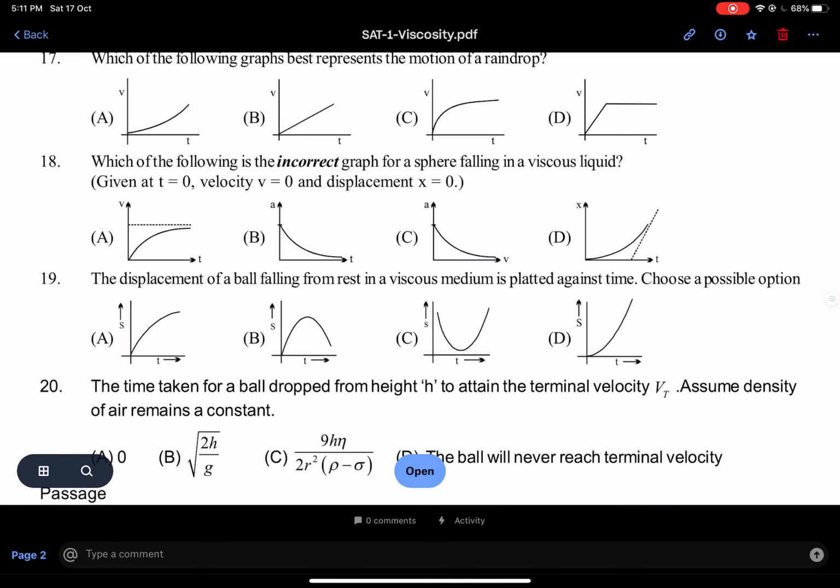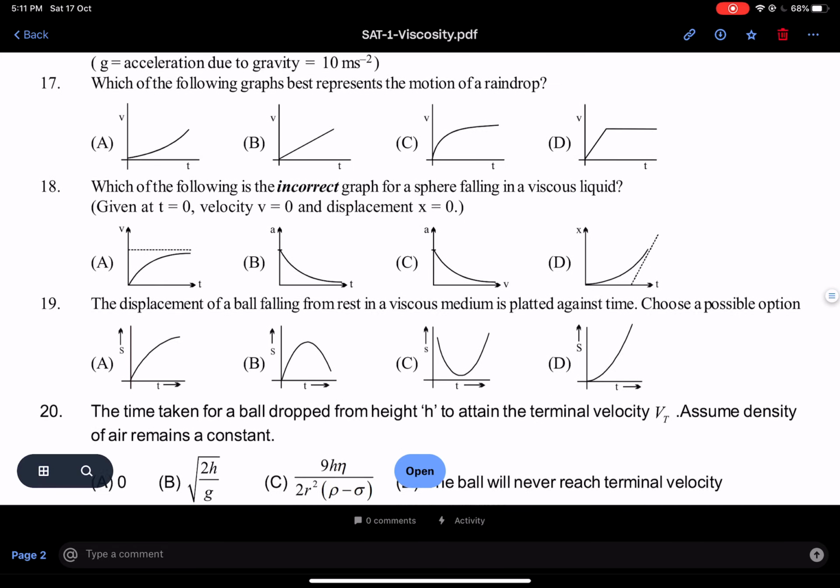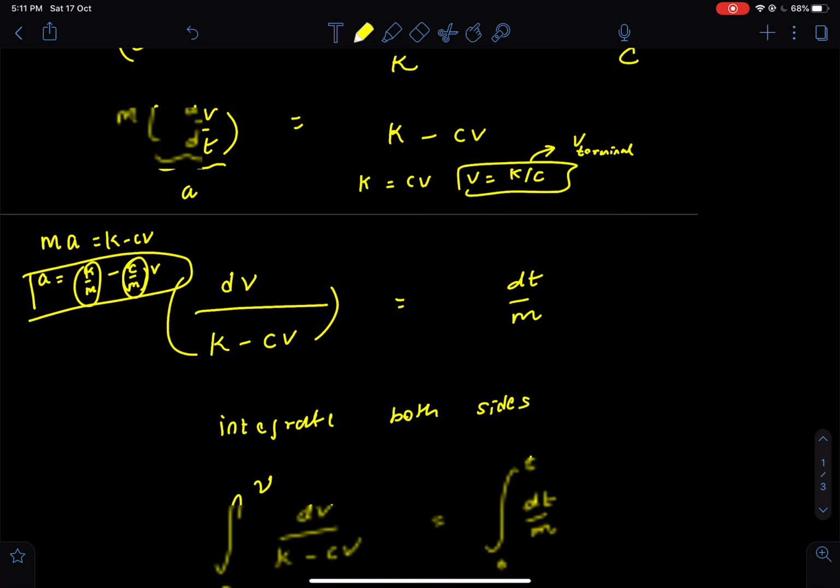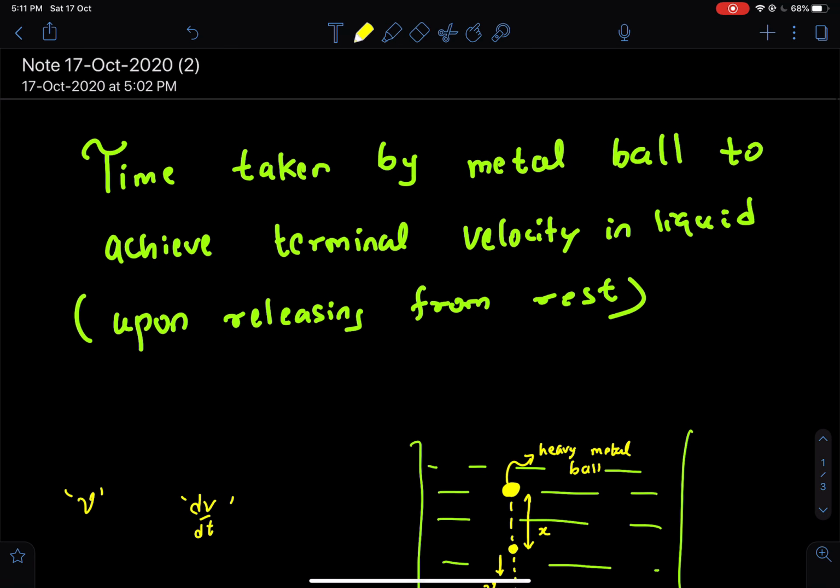As far as question number 19 is considered, the displacement of a falling ball from rest in a viscous medium is plotted against time. Choose the possible options. That is already covered, so 18 D and 19 D are the same. Since 18 D is correct, 19 D is also correct. So these are questions 18, 19 and 20. Apply logic and get the answer.